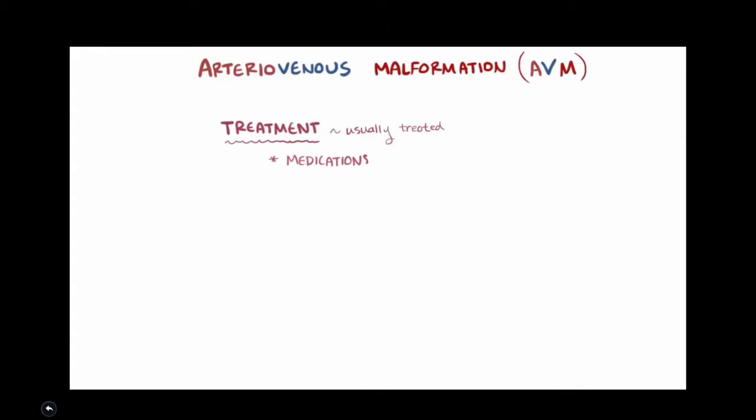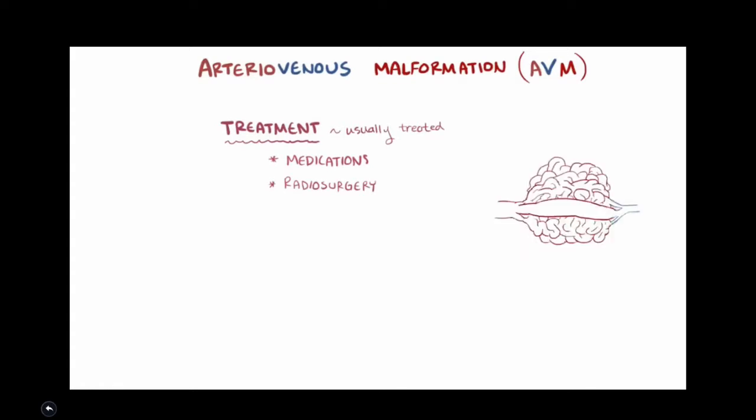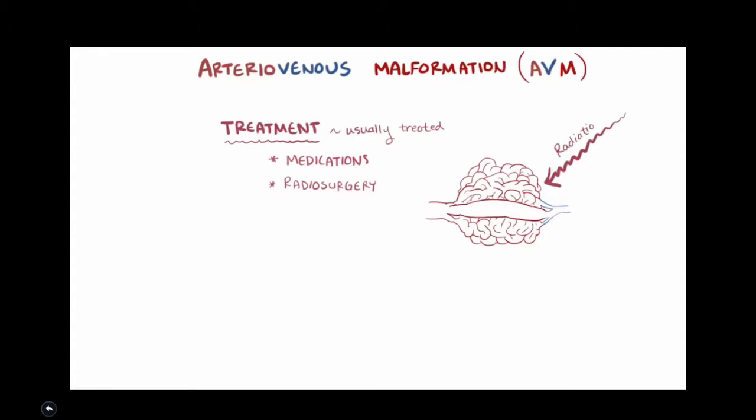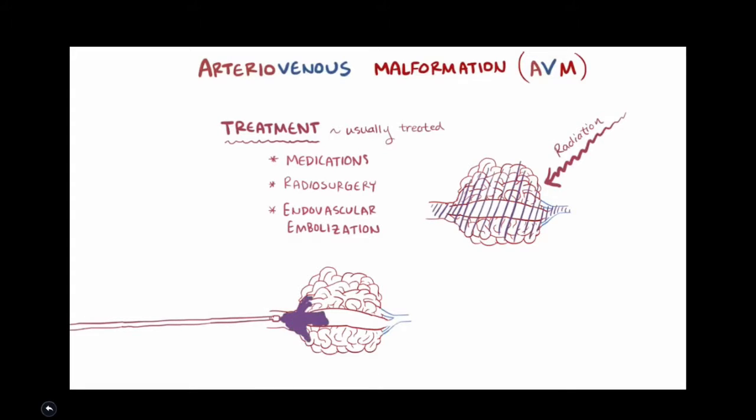Medications can be used to treat certain symptoms from an AVM, like headaches, but they might also have certain procedures, like radiosurgery, where beams of radiation are targeted at the AVM, causing the vessels to scar and close off. Or they might have endovascular embolization, where a catheter is used to obstruct the vessels.